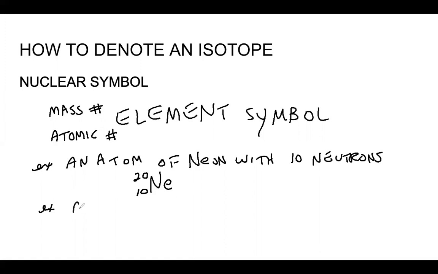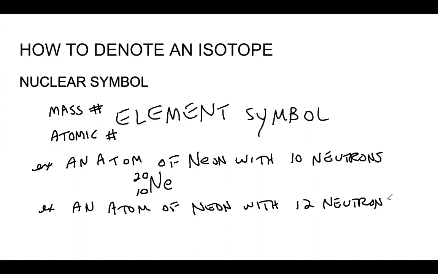And we could also have an atom of neon with 12 neutrons. So for the symbol of this atom, if it's neon, it's got to have 10 protons. If it has any other number of protons, it's something else. It wouldn't be neon. And then 10 plus 12, we will put a 22 here. So these two atoms, same element, different number of neutrons, are isotopes of neon.